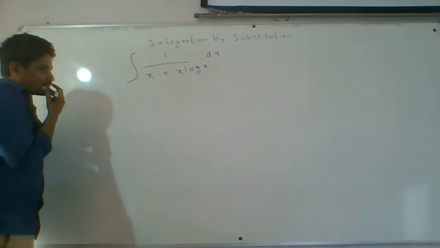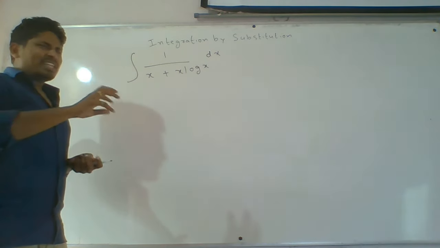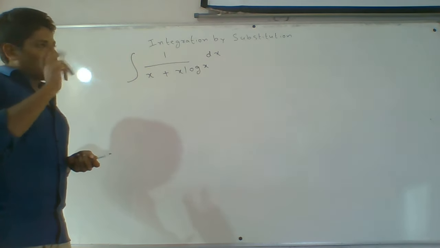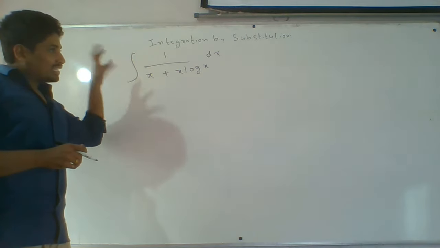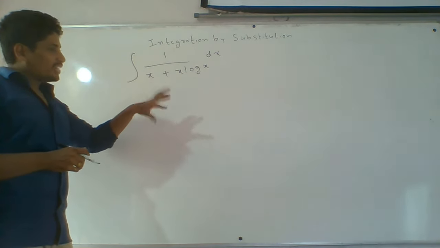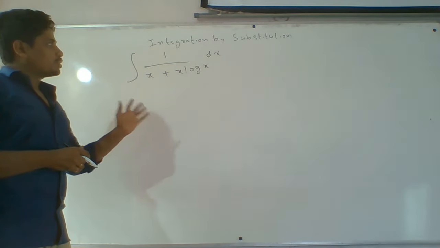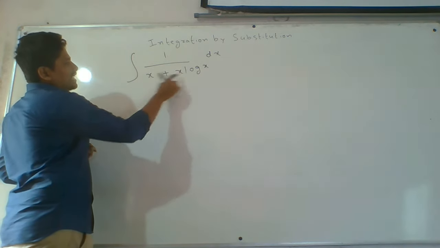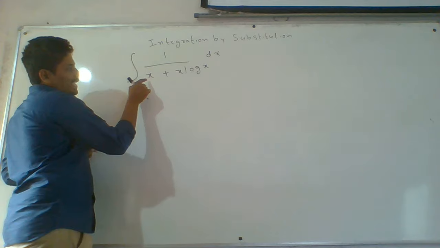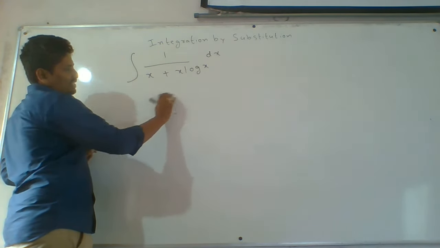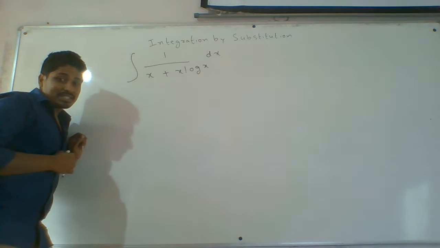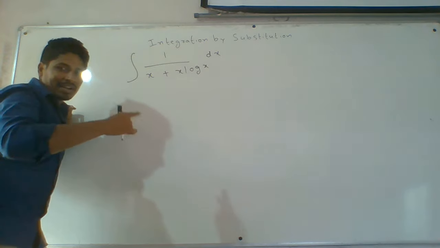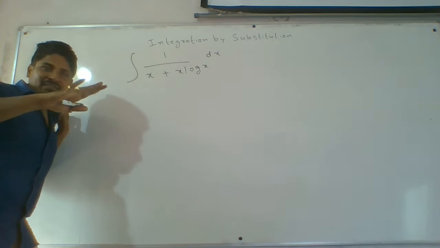See here, let us assume something as t. Don't directly substitute; assume something as t and check in one or two steps in your mind whether the given function is converting totally in terms of t or not. Then only proceed. If we take x common here, we get x into 1 plus log x. Take 1 plus log x as t. Then 1 by x dx becomes dt, and the total can be converted in terms of t.